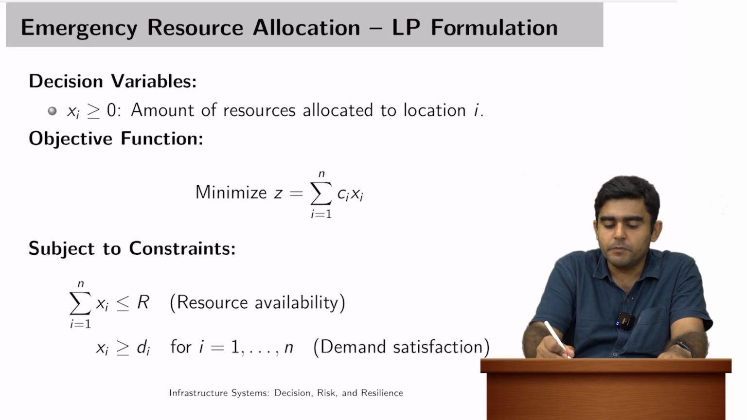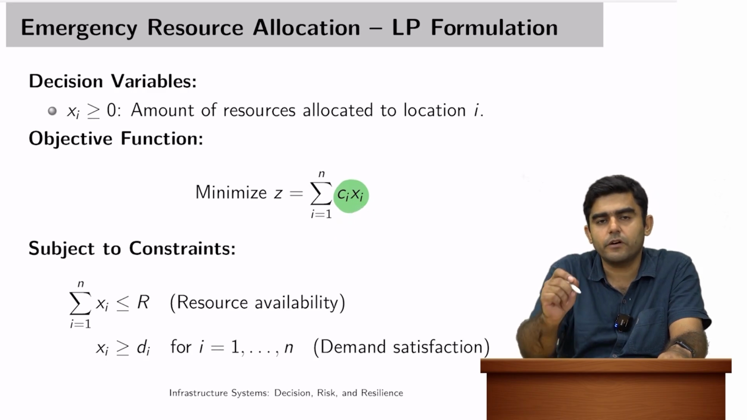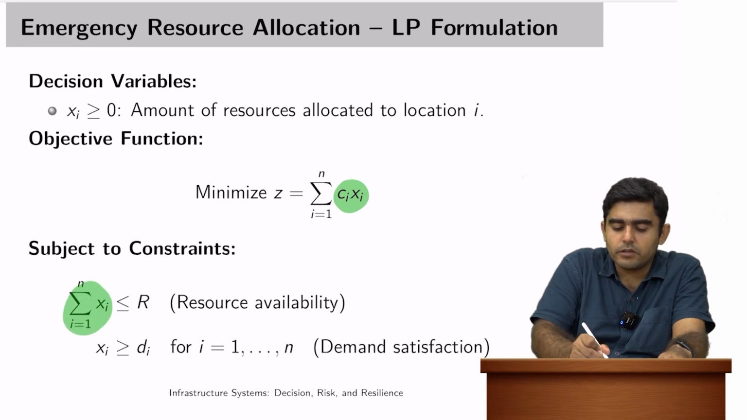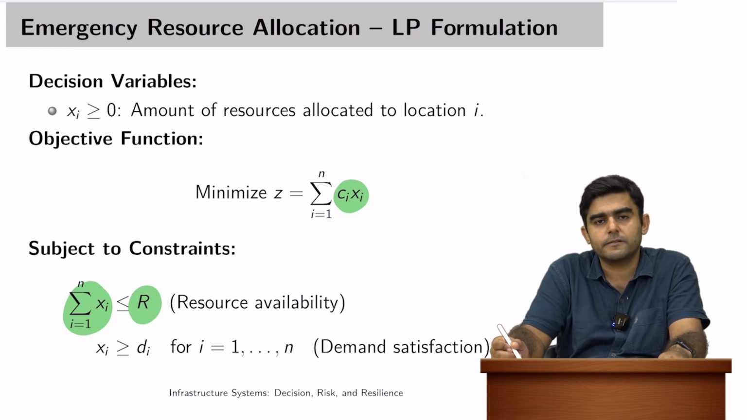That is, we have to minimize the sum of Ci xi, where we are dealing with n number of locations, and C is the cost coefficient for resource allocation at x, or the resource demand itself, and it is subject to the constraint that the sum of all the resources should be less than or equal to the total resources that are available to us.